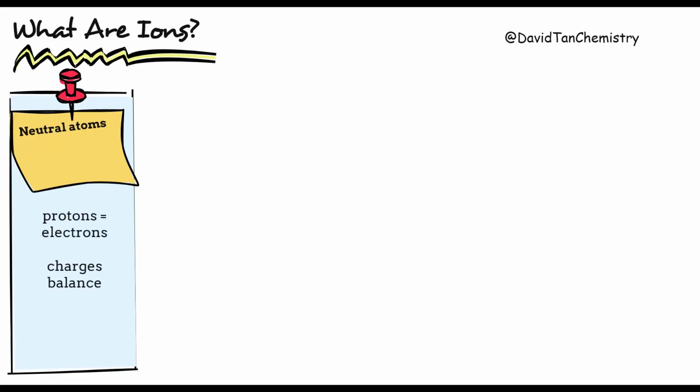In a neutral atom, the number of protons is equal to the number of electrons. Protons are positively charged, electrons are negatively charged. So, when the numbers are equal, the total charge is zero. That is why we call the atom electrically neutral.